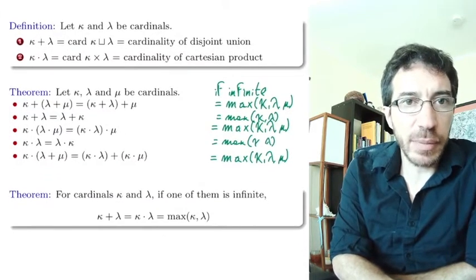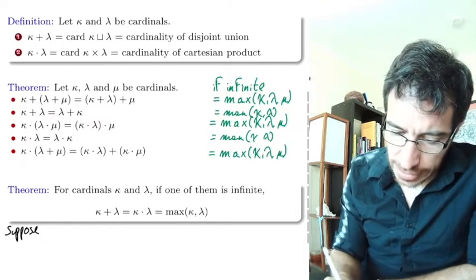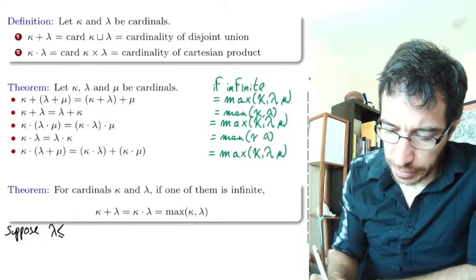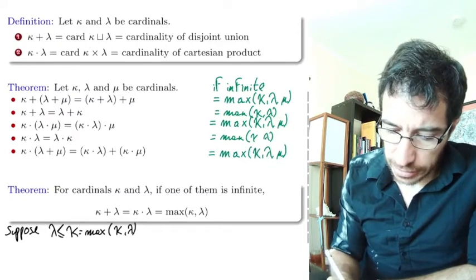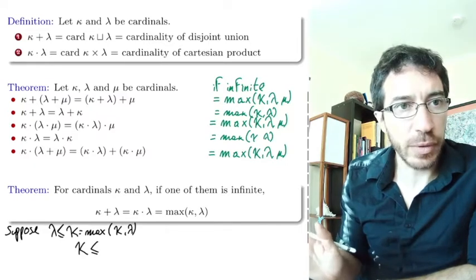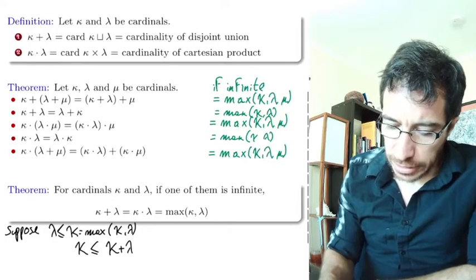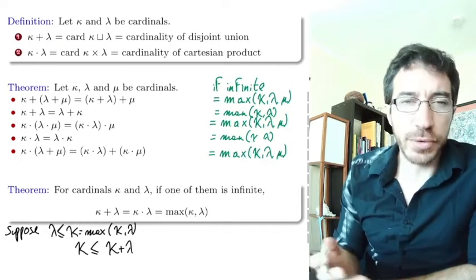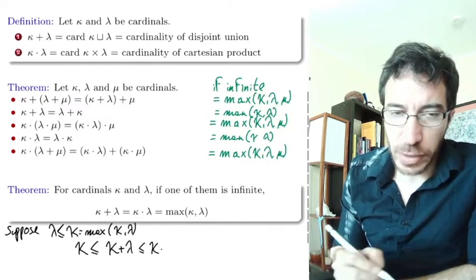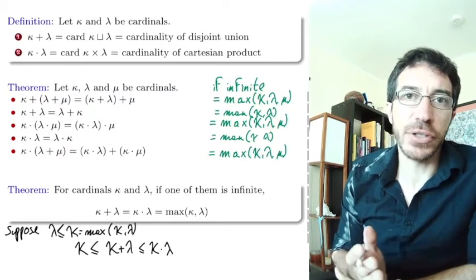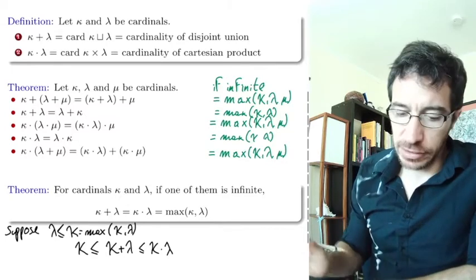Okay, so let me make a little comment about how we're going to go into the proof of this. Suppose that lambda is less than or equal to kappa, so that means kappa is the max of kappa and lambda. Then, with what we know so far without proving anything, kappa is less than or equal to kappa plus lambda, which is, well, assume that lambda is at least 2, because otherwise it's trivial, less than or equal to kappa times lambda. You just need lambda to be larger than 2 for that to be true, but if lambda is 2 or 1 or 0, this is trivial.